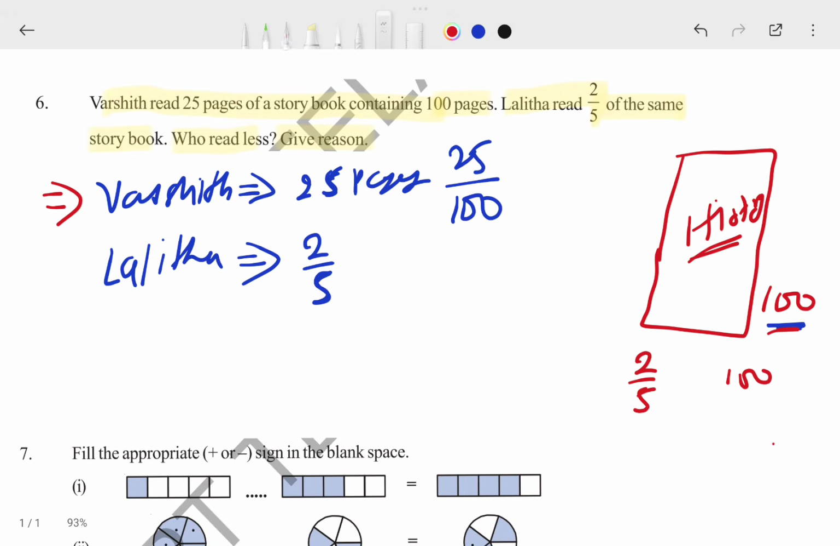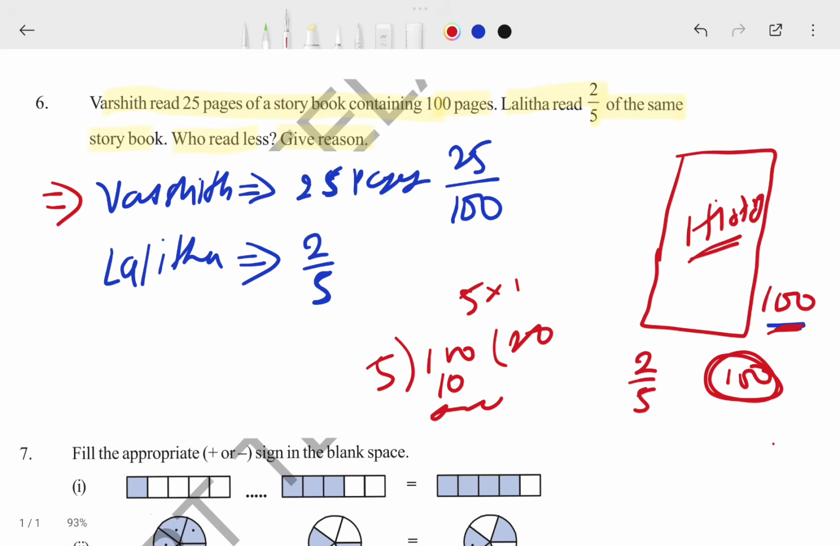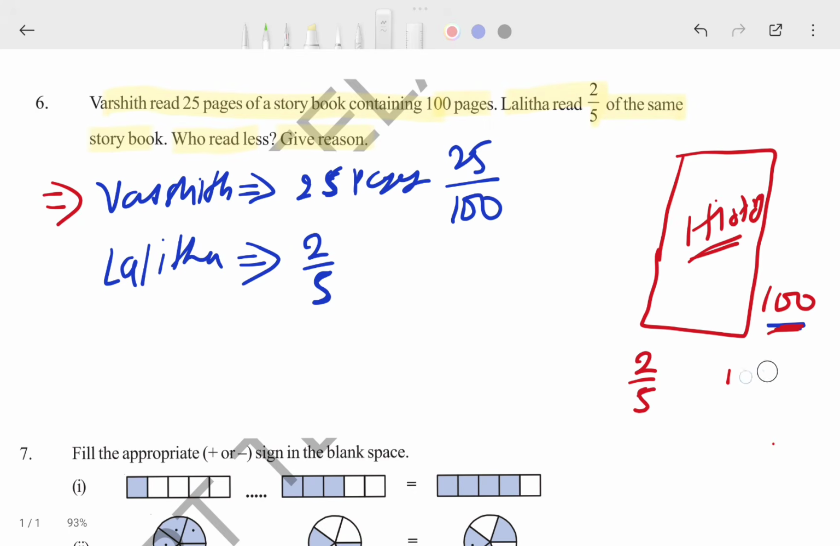Just think, in the 5 table, 100 will come how many times? You will count: 5 1s are 5, 5 2s are 10, 5 3s are 15, and so on until you reach 100. Or just divide 100 by 5. You will divide and get 20 times. So in the 5 table, 100 comes how many times?